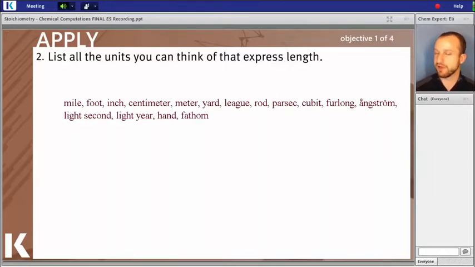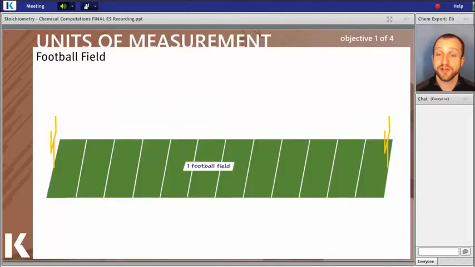Now, of course, some of these are a little bit archaic, like a fathom or a cubit. Some of them are super big, like a parsec or a light year. But notice we can talk about the same thing, length, with different units. Maybe a more real-world example. How about this? This is just one football field. A football field has a specific length, so it could be a unit in and of itself, right? It's one football field length by definition.